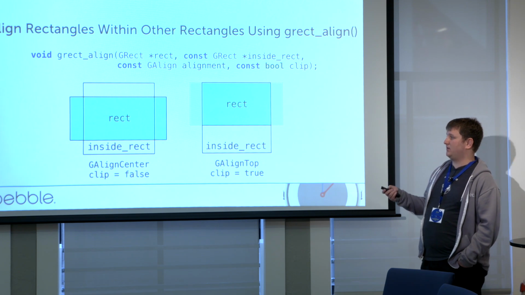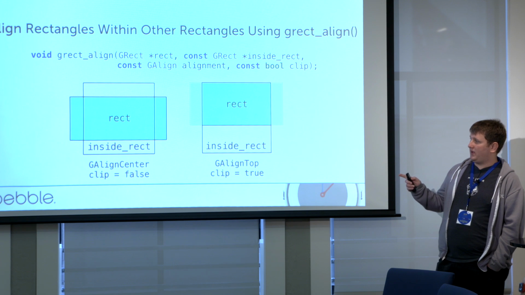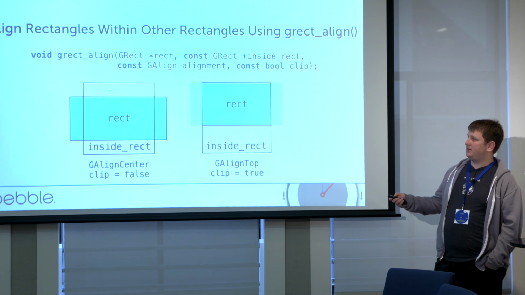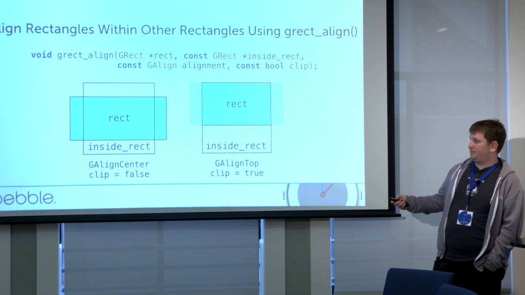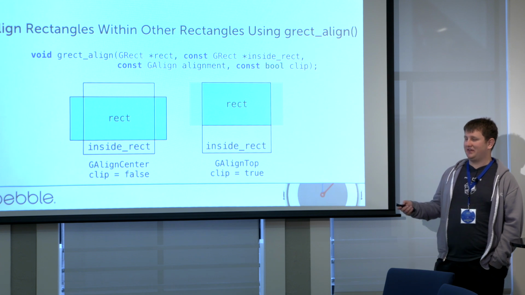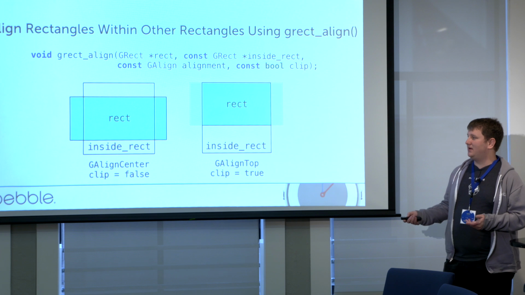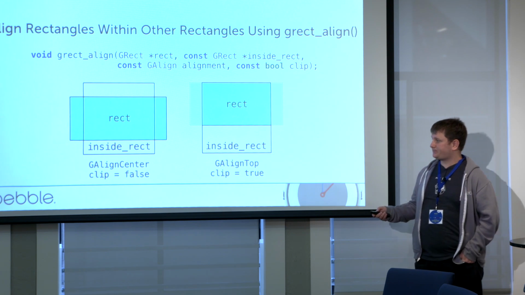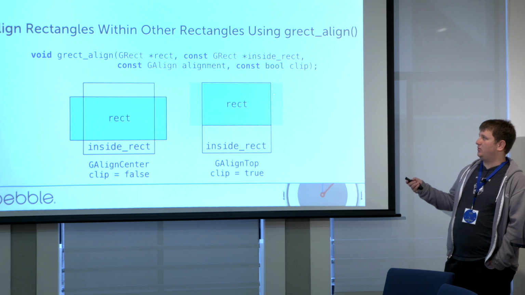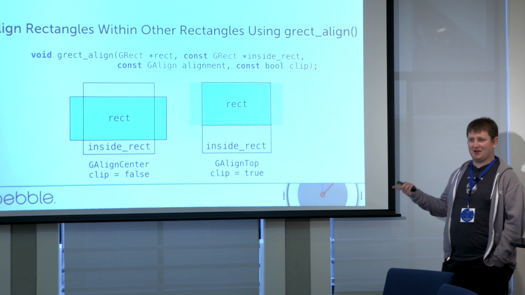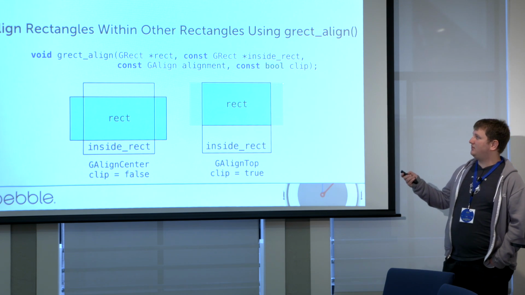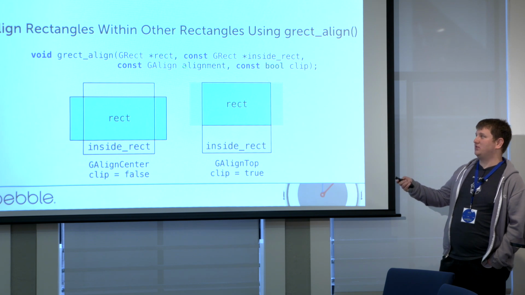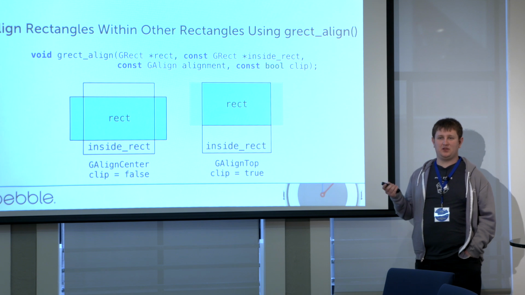So to illustrate this function, I have two examples. In the image on the left, we have the rectangle, which is this sort of teal rectangle here. And we use galign center to center it within the inside rectangle. Now you'll notice that the width of the rectangle exceeds the bounds of the inside rectangle. We've set clip to false here, and so that will not actually be clipped to the inside rectangle. In the example on the right, we're using galign top, which will align the rectangle at the top center of the inside rectangle. But we set clip to true, which means that even though the original rectangle had an x coordinate that was outside inside rect, or overall just a larger width than inside rect, setting clip to true here will actually clip it to inside rect.